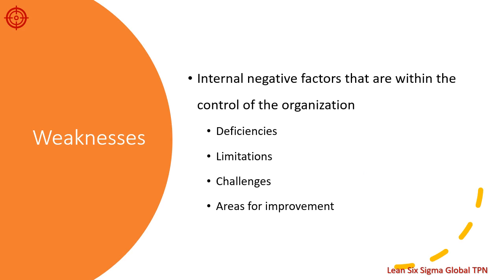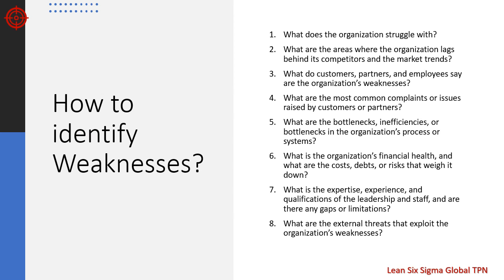Weaknesses are the internal negative factors that are within the control of the organization, such as its deficiencies, its limitations, challenges, and areas for improvement. To identify the weaknesses of an organization, you can start by asking yourself and other stakeholders questions such as: what does the organization struggle with?